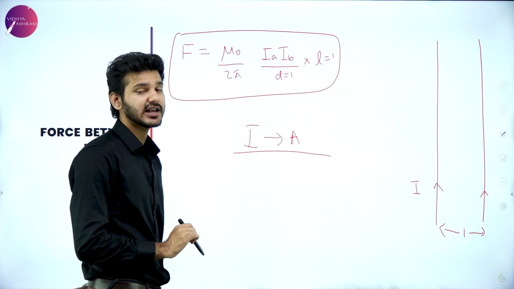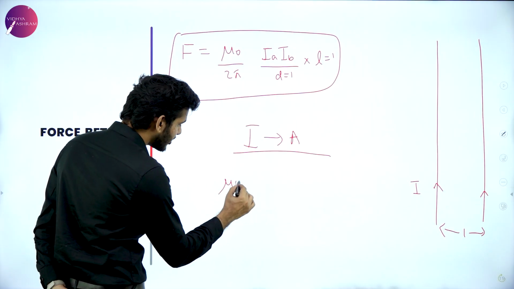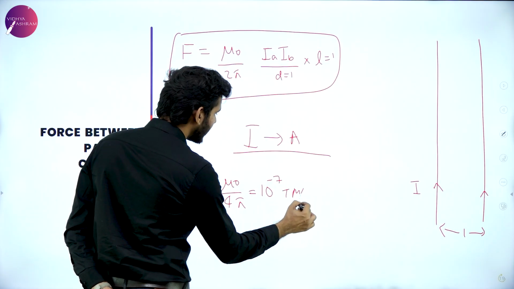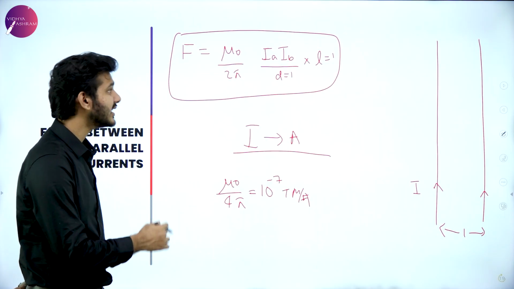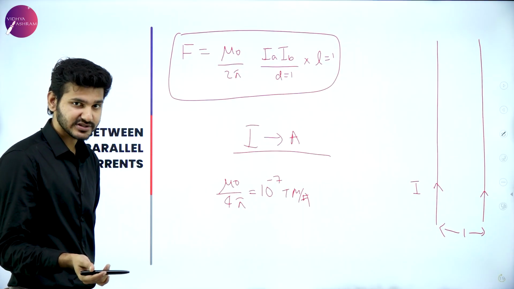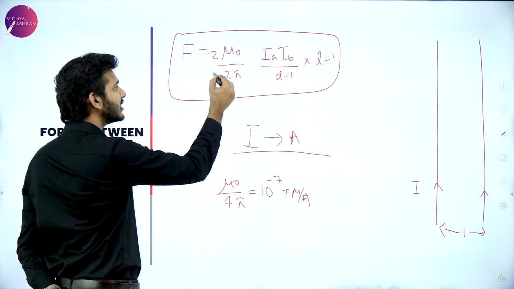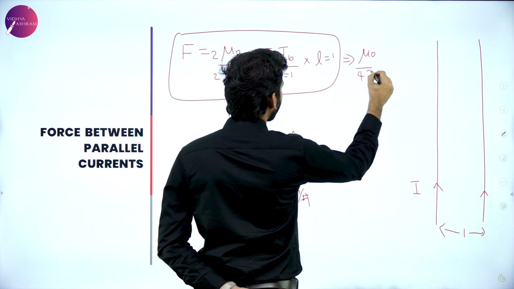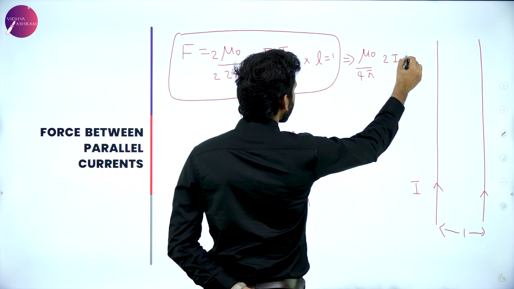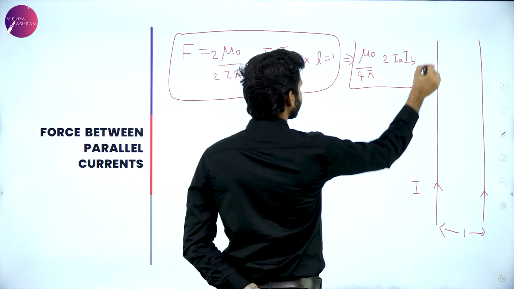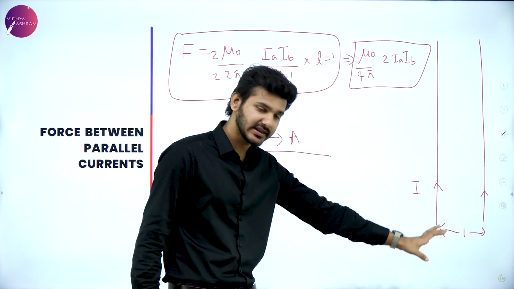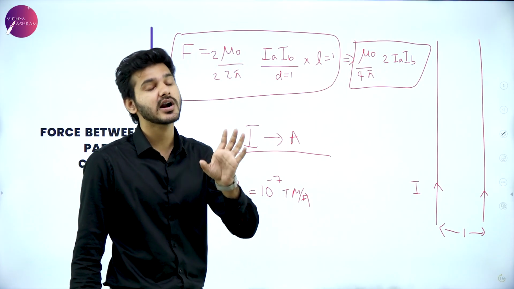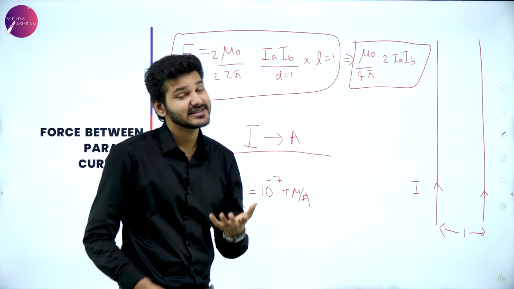Then one more assumption has to be taken. We know mu naught by 4 pi is equal to 10 raised to minus 7 Tesla meter per ampere, but here it is mu naught by 2 pi. So we multiply a 2 here and a 2 here. We can rewrite this as mu naught divided by 4 pi into 2 IA IB, which means if two wires are kept like this 1 meter apart, having a length of 1, then the current passing through that wire is said to be 1 ampere.